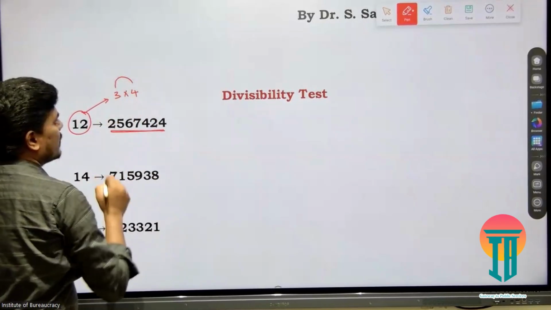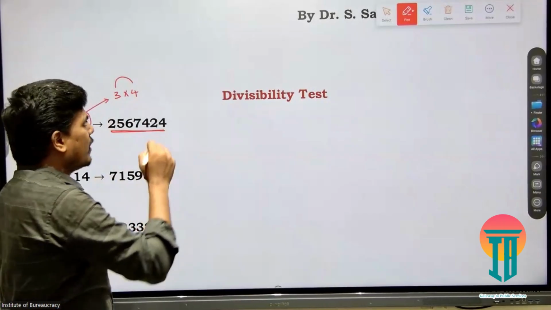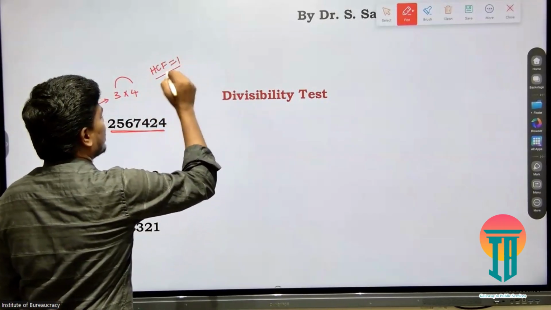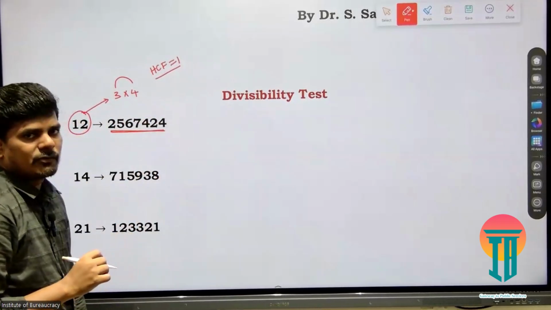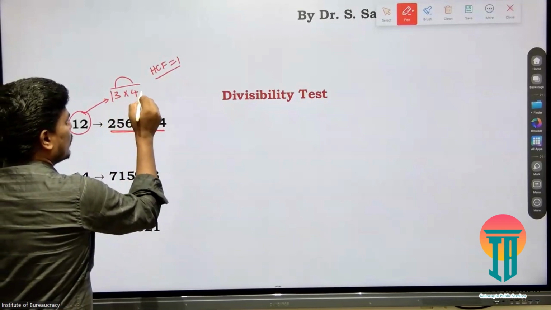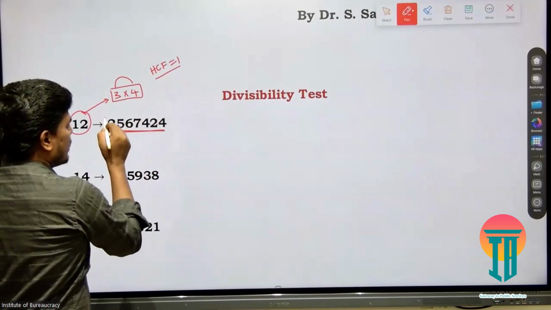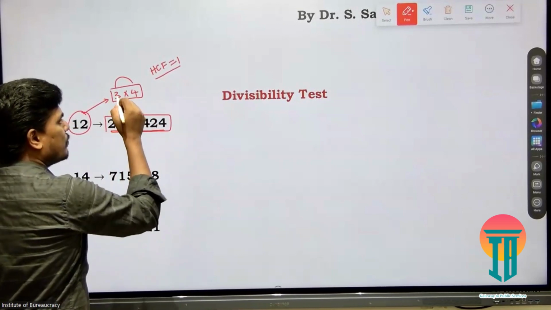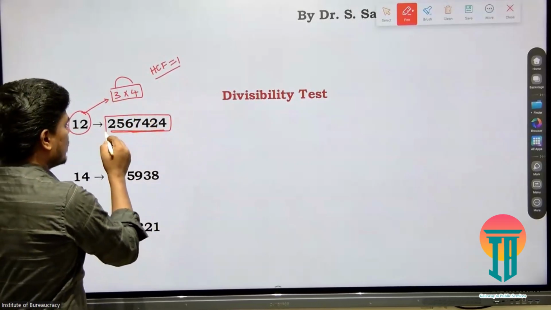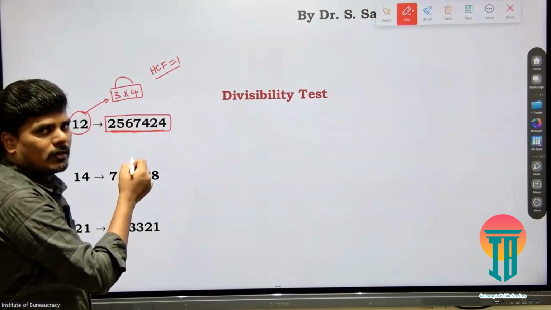Two numbers are said to be relatively prime or co-prime when their HCF is 1. That means the highest common factor for both the numbers will be 1. So now I am writing 12 as 3 into 4. If this number is divisible by both 4 as well as 3, then this number is said to be divisible by 12.